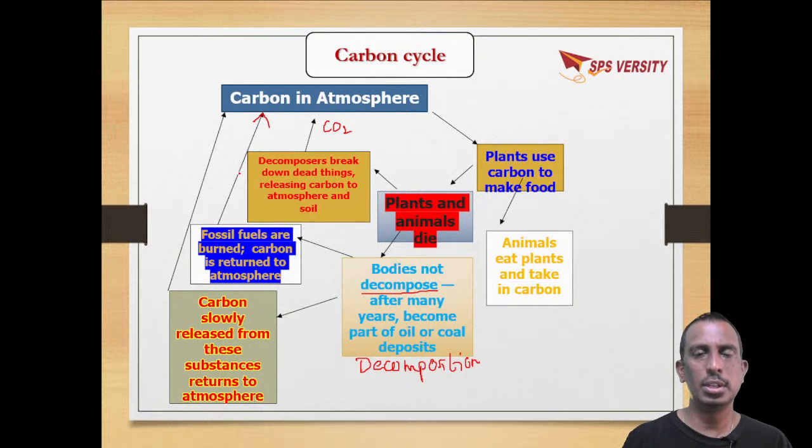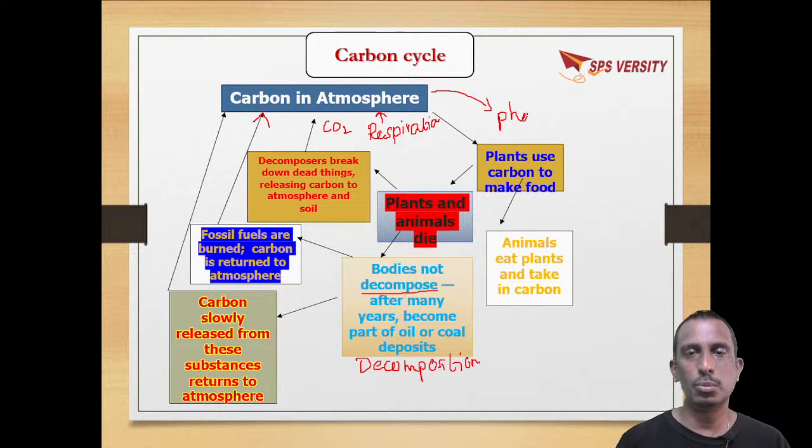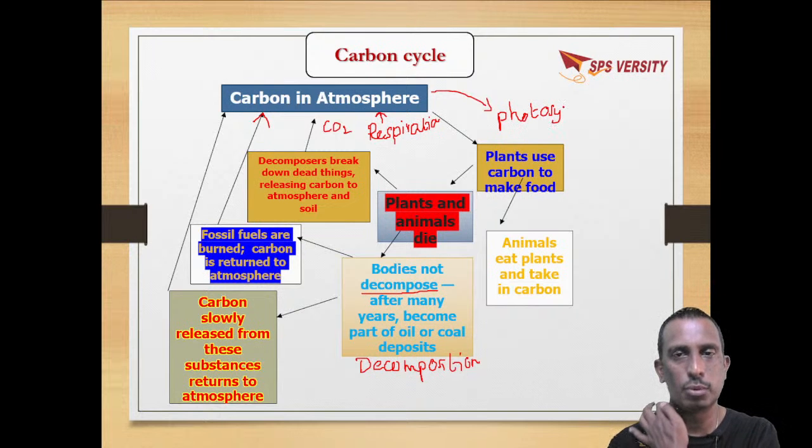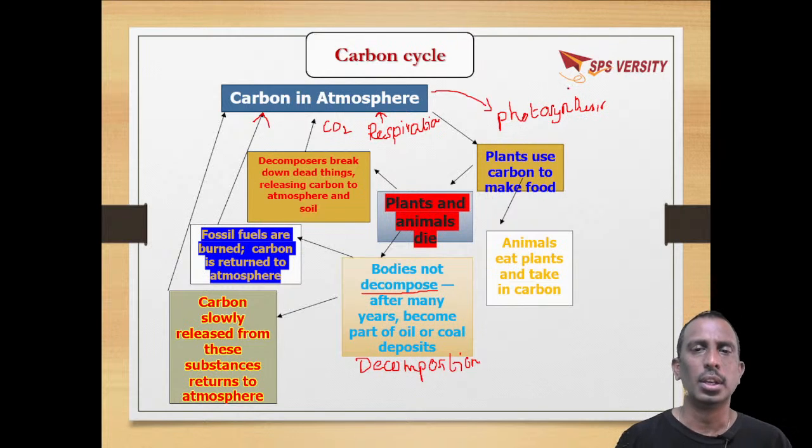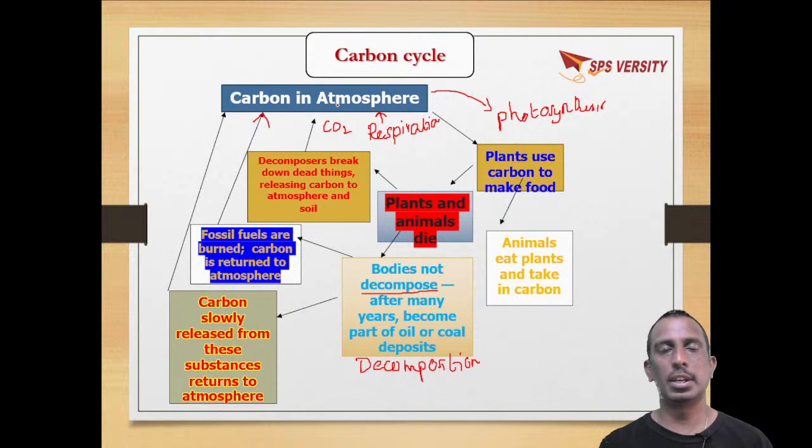So decomposition, then the burning of fossil fuels, and next respiration, where CO2 is released into the atmosphere. And whatever CO2 is present in the atmosphere, the plants will use it by the process of photosynthesis. Whenever the plants and animals die, they decompose, and again decomposition takes place where CO2 is released into the atmosphere.